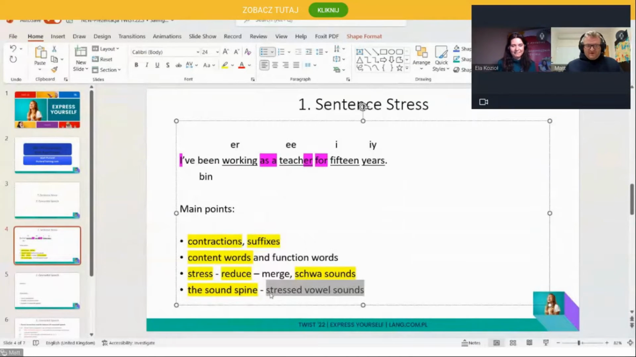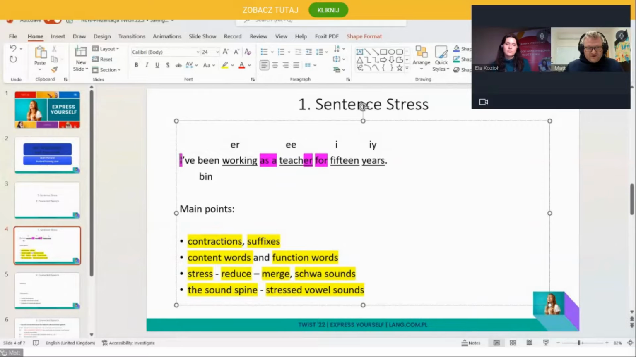Okay, so it's running quickly, but let's keep going. Content words, function words, contraction suffixes. Now, we stress the stressed vowel sounds. The sequence is called the sound spine, and we reduce the weak syllables, and that helps us to hear the sound spine. If you don't reduce, then it's too many stressed syllables. It's just awful to hear. So we have to stress, reduce, merge. That's what I want to talk about today.